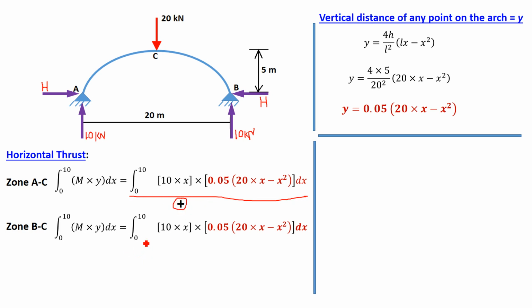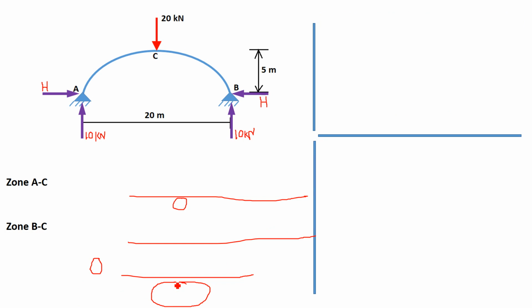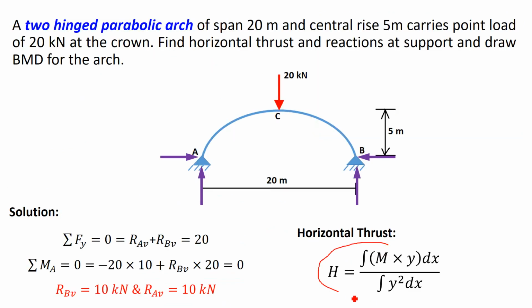This plus this integration, the answer is equal to, now since both the integrations are the same, we have taken it here as 2 times one integration, and its answer is coming 4166.67 kilonewton. This is the value of the numerator involved in the horizontal thrust formula, right. In the last slide we had seen this one. Now we have finished the numerator. Now we have to calculate the denominator.